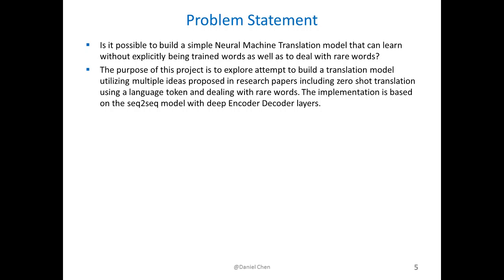So what I wanted to do is see if I could build a simple machine translation model that could learn about explicitly trained words as well as potentially deal with rare words. So essentially, to build a translation model using multiple ideas proposed in research papers, including zero-shot translation, and this model is going to be built on seq2seq-based models using deep neural networks, basically.